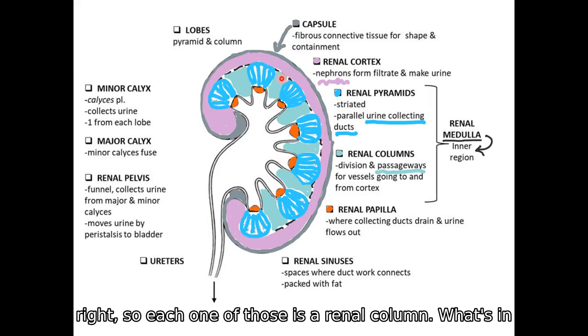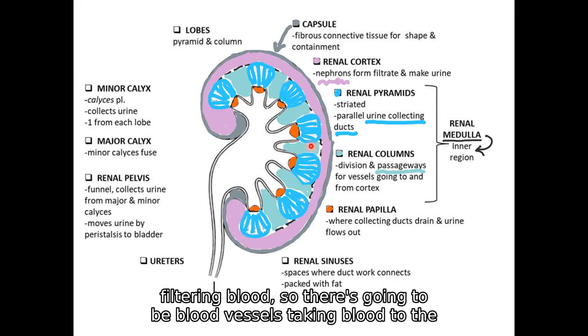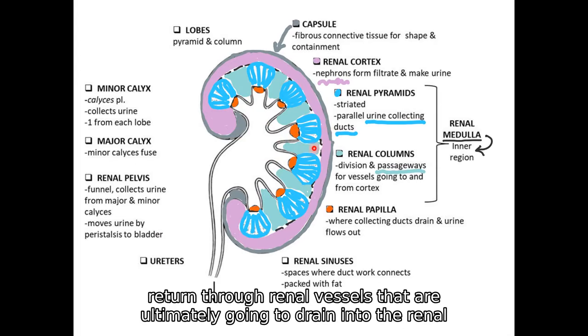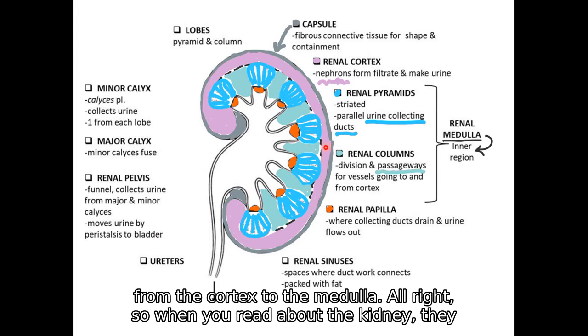All right, so each one of those is a renal column. What's in the columns? These are passageways for vessels, so it's not urine collection. We're going to be filtering blood, so there are blood vessels taking blood to the cortex to be filtered by the nephrons, and then the blood is going to be cleaned and return through renal vessels that are ultimately going to drain into the renal vein. So these passageways, the renal columns, are passageways for vessels going from the cortex to the medulla.